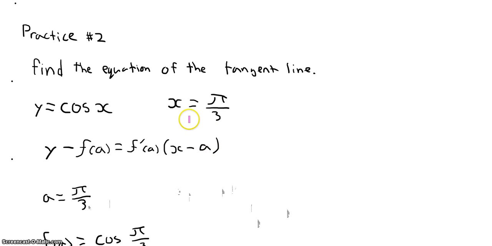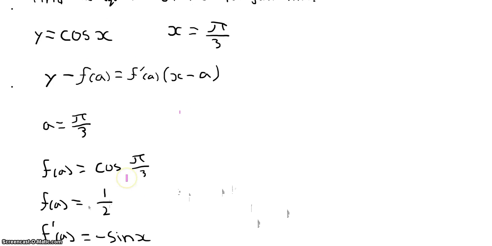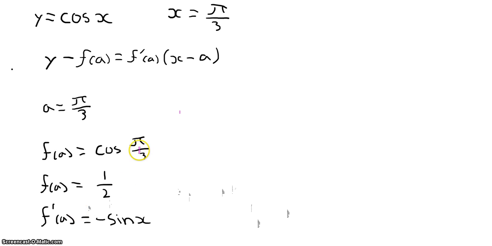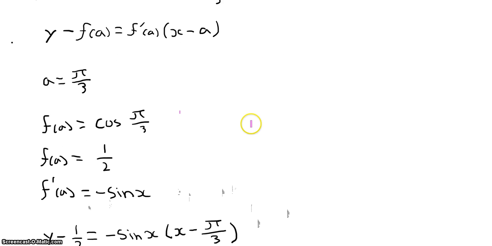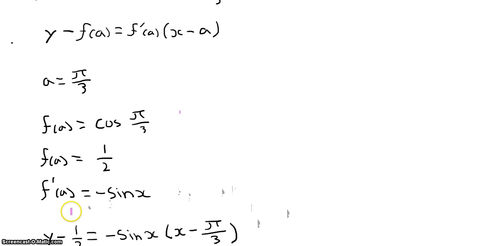So if we look at a, we already know a is going to be pi/3 because it's given to us, x equals pi/3. If we look at f of a, we have to plug a into our function, so it's going to be cos pi over 3, which, if you remember your triangles, is 1 over 2. And f prime of a equals negative sine, because, if you remember what we learned today, the derivative of cos x equals negative sine x. So if we plug that all in, we get the equation of the tangent line: y minus 1/2, which is our f of a, equals negative sine x multiplied by x minus pi over 3.